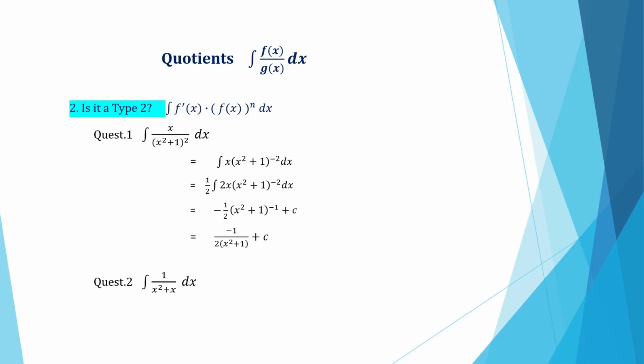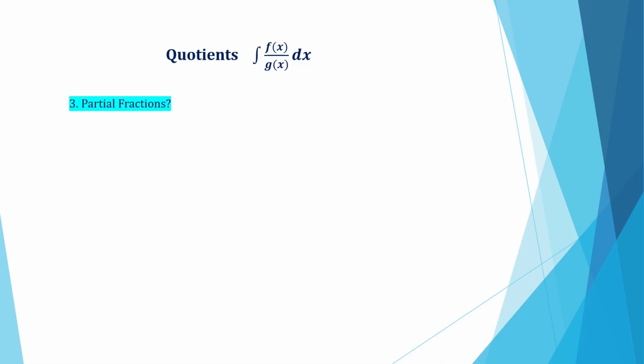Here's a second question. Is it a type 1? No. Is it a type 2? No. We're going to have to try something else. The third question on my checklist would be, do I need to use partial fractions? And the way we can answer that question is to ask, does the denominator factorize? In our problem, the denominator factorizes to x times x plus 1. So we can split this into partial fractions.